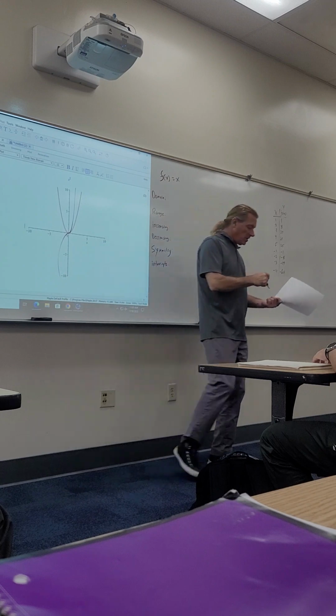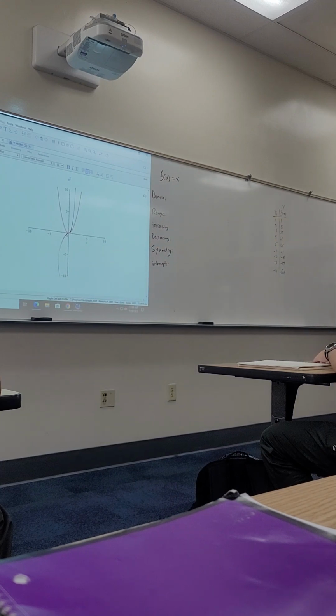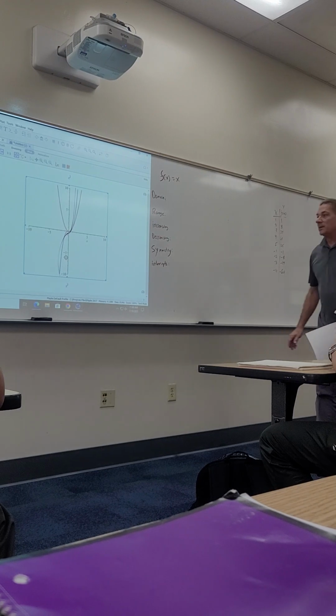Now, let me actually put it on there, so you're not seeing how terrible my drawing is. X raised to the third power. How did I do on my drawing? Fine. Okay, but not great.